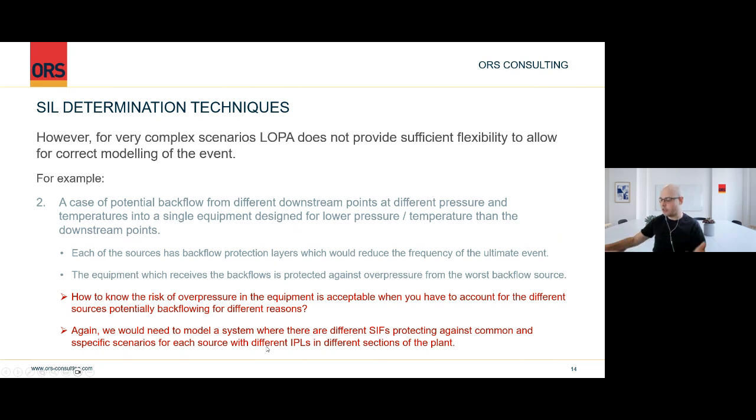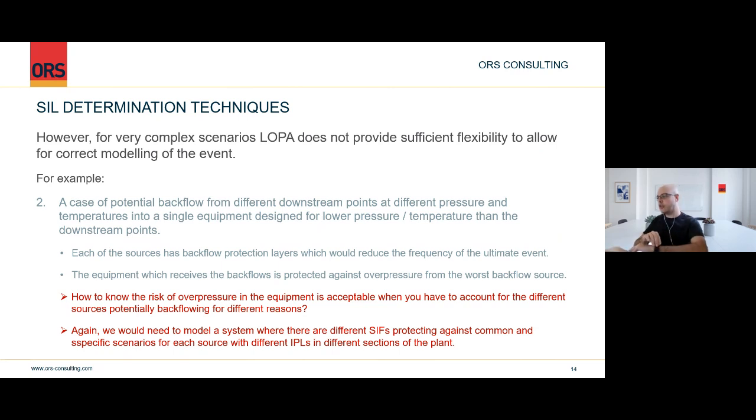Another example that you may have encountered, or that you may be thinking of, is backflows from different downstream points coming back into a single piece of equipment that is designed for lower pressure, right? For example, you have a chemical injection system that is injecting into different points of a process, and each of these points may have different operating pressures. If the chemical injection system fails, you may get backflow from any of them, and each of them is protected with a different backflow protection layer, a backflow safety instrumented function. So how do you know whether the risk of overpressure at the common point is acceptable when you have to look at different SIFs at the same time?